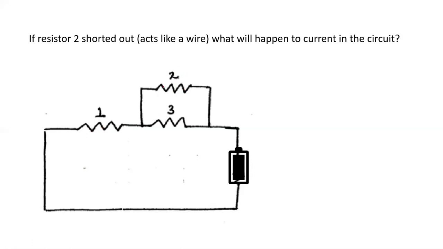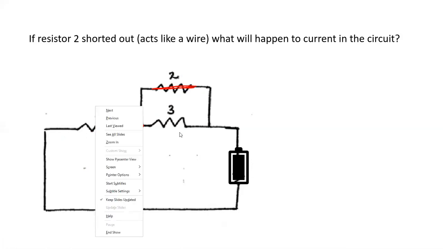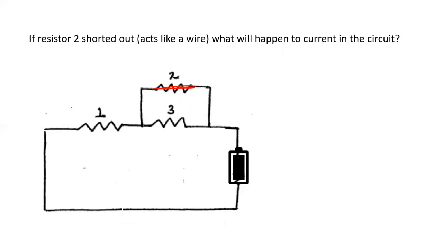So resistor 2, if it shorts out and acts like a wire, we're going to just draw a wire here instead. Now let's trace our current. So we have a current path that can split here. Current always takes the path of least resistance. So would it go through just a wire or would it go through the resistor? Well, it would go through just the wire. So current is going to take this path with no resistance here. It's going to skip this one because it's going to take the path of least resistance.